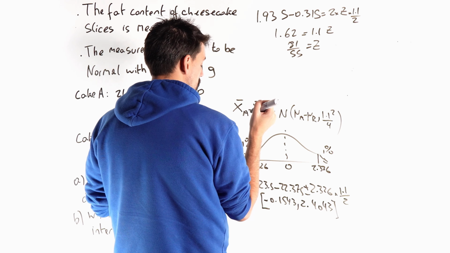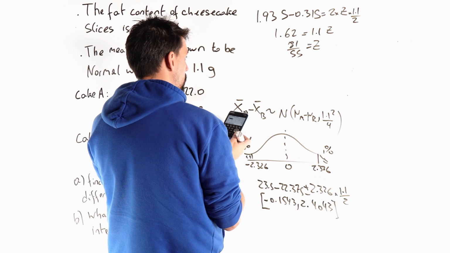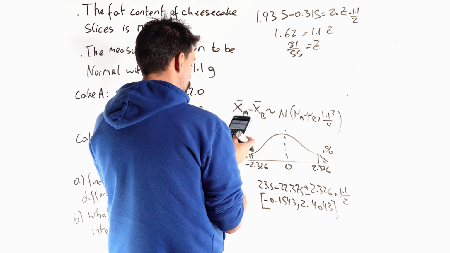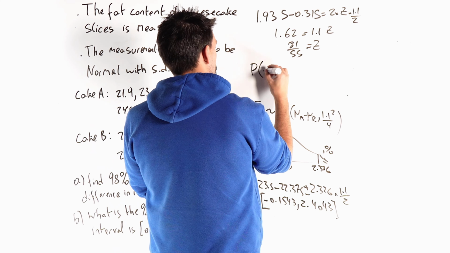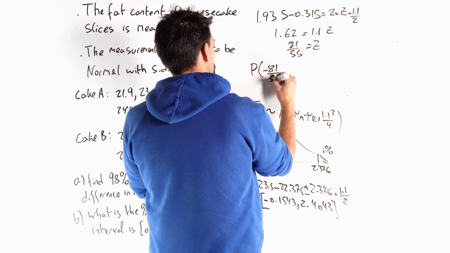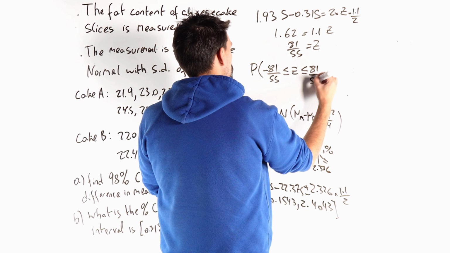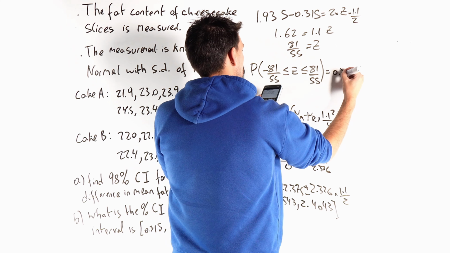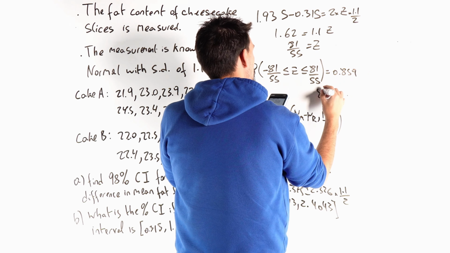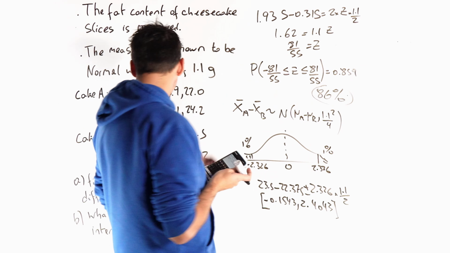Basically what I want is, I'm going to look at the probability of being less than that. And I get, so the probability that z is between minus 81 over 55 and 81 over 55. Depending on your calculator, you can do this in a bunch of different ways, but this is 0.859, so it is 86%. That is an 86% confidence interval.